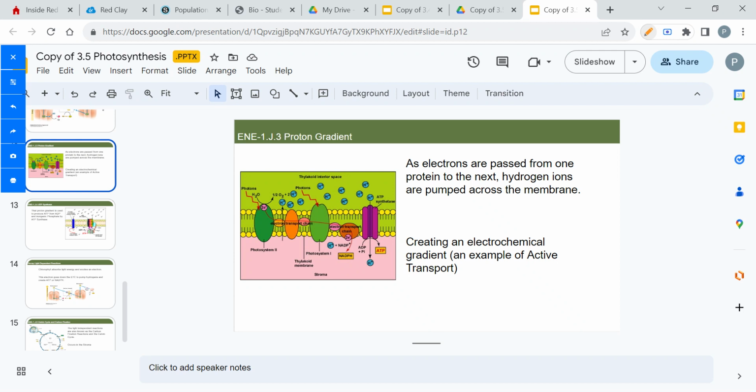All right, there it goes. The mic died. The H plus is going to go over here and bind with this NADP plus to eventually make NADPH. So everything's kind of accounted for, right?